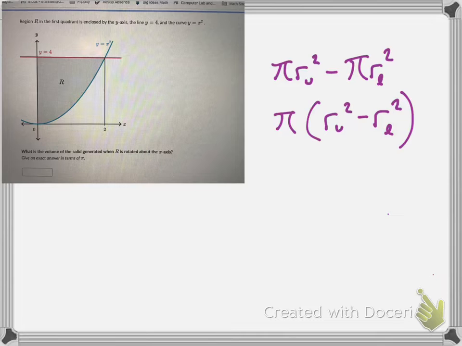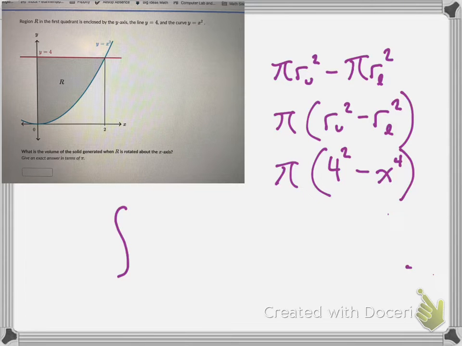So the upper radius is just the upper function, which in this case is just 4, y equals 4. And the lower radius in this case is just x squared, which I could simplify to x to the 4th. So that is what I'm going to be integrating. So I'll integrate. Again, I could pull my pi out. It's going from 0 to 2 of 16 minus x to the 4th dx.